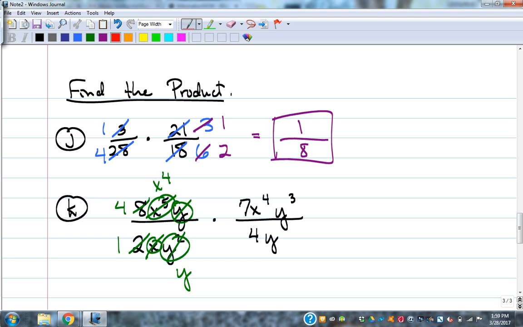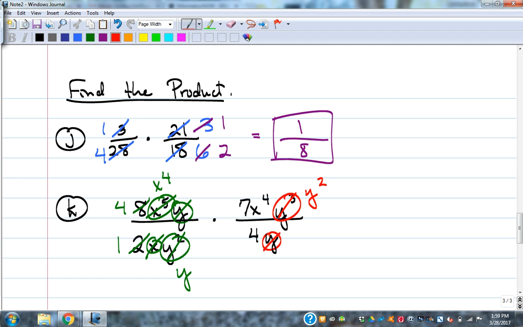Now I'm going to do the same thing over here on this fraction. I'm going to go vertically. 7 and 4 don't work, right? Nothing to do there. Got x to the 4th on the top. No x's on the bottom. So nothing to do there. But here I have a y cubed and a y. So this y turns that into y squared. Yeah, y to the 2nd. So this one's gone. This becomes y squared.